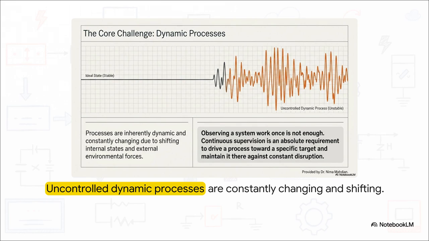You see, real-world processes are inherently dynamic. They're constantly drifting because of shifting internal states and totally random external forces. If you just set up a system and watch it work once, yeah, that is never enough. Without continuous active supervision, these processes will drift and completely destabilize. Control engineering exists because we absolutely require that continuous supervision to force a process toward a target and actually keep it there despite constant, unpredictable disruption.